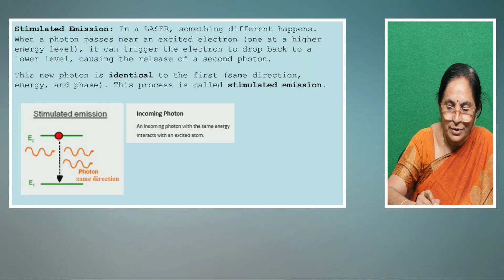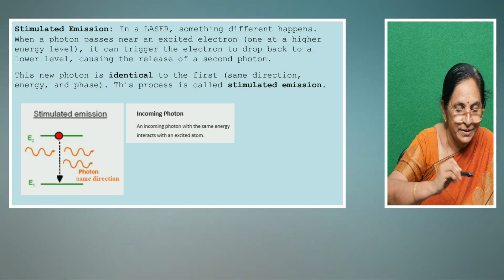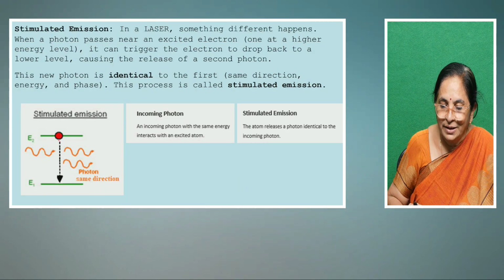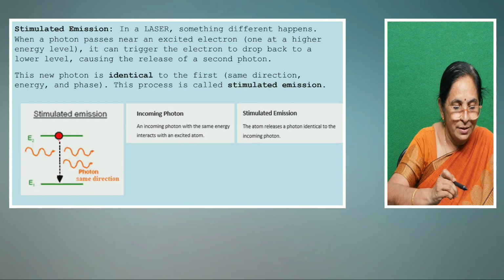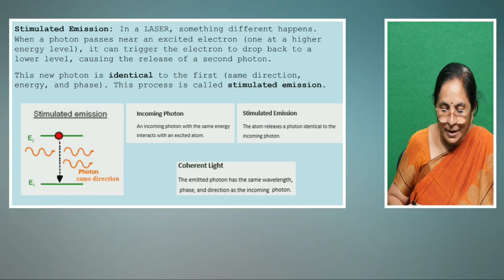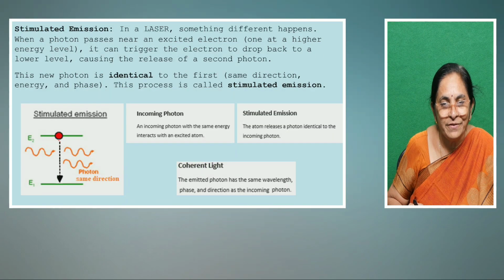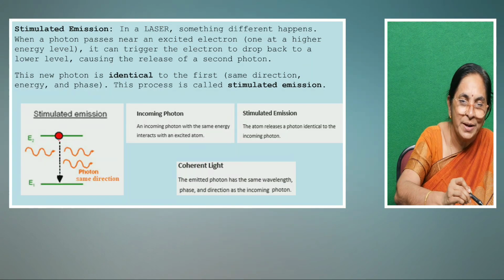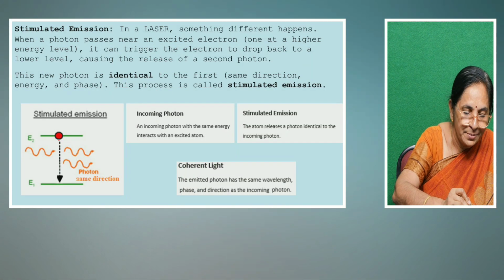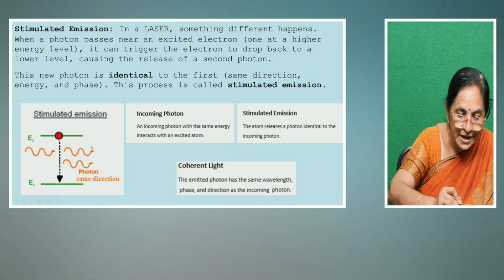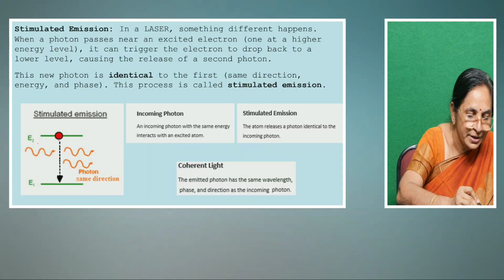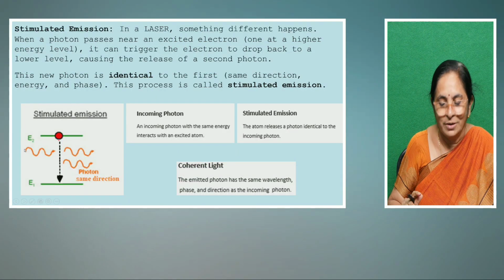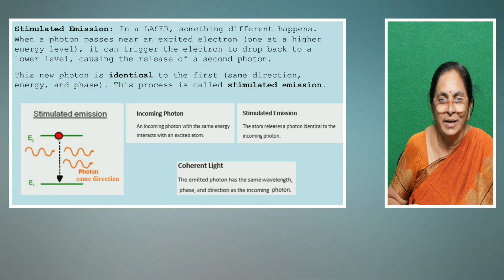An incoming photon with the same energy interacts with the excited atom, and then the atom releases a photon identical to the incident photon. The emitted photons have the same wavelength, phase and direction as the incoming photon. So the emitted photons cannot be emitted in all directions. The emitted photons also will travel in the same direction as that of the incident photon. So you can call them a coherent light.